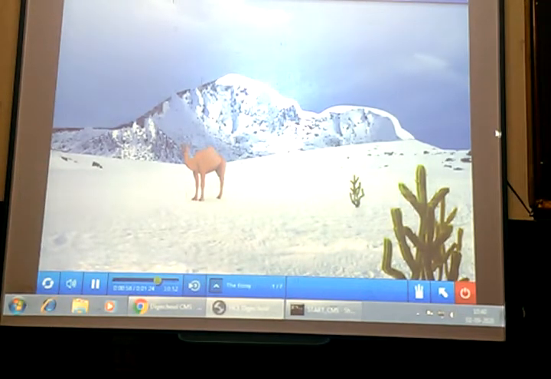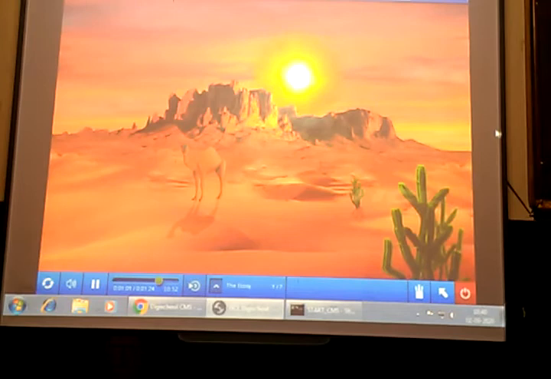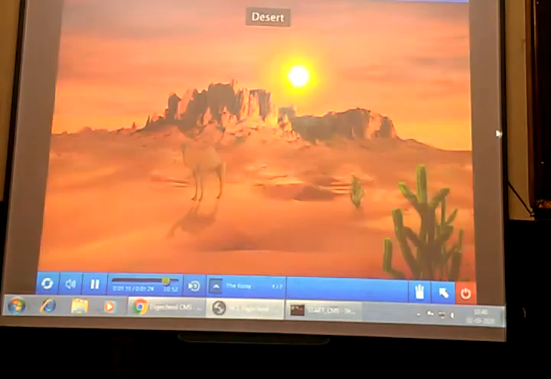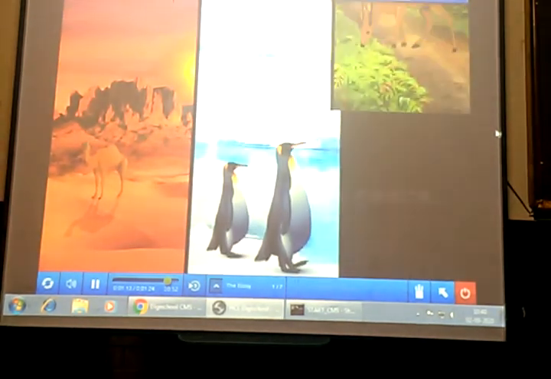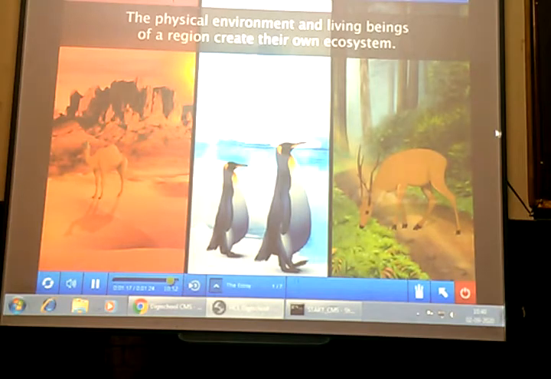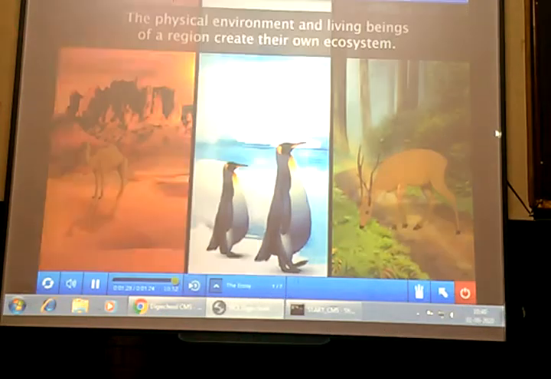You have a mental image of the environment in which camels and cacti are found, which is the desert. Thus, we realize that the physical environment of a region and the living beings of that region are interconnected, creating their own community or the ecosystem.